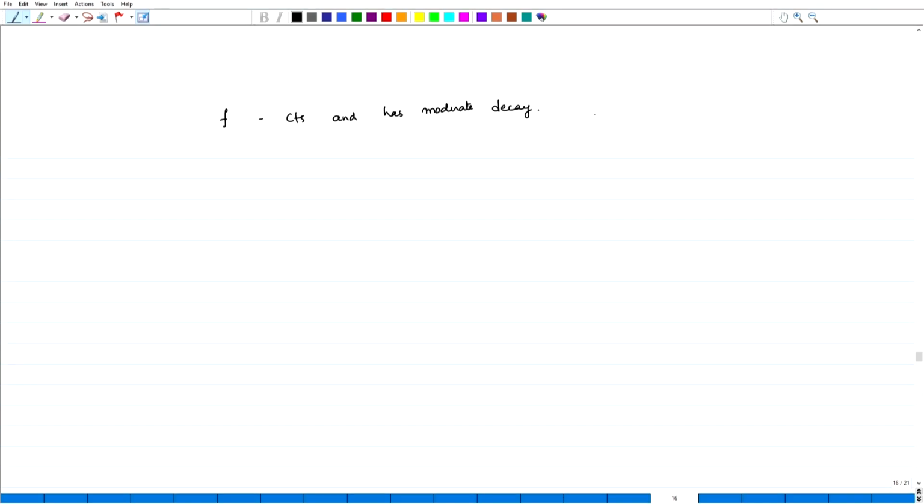So, now the characters are e to the power 2 pi i ξ x for ξ belonging to R, as this is a function on R. So, we have analogously defined f hat of ξ, for ξ belongs to R, as the integral from minus infinity to infinity of f of x e to the power minus 2 pi i ξ x dx.